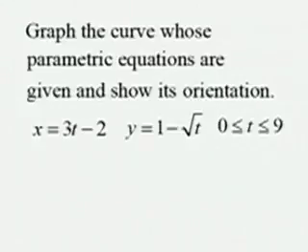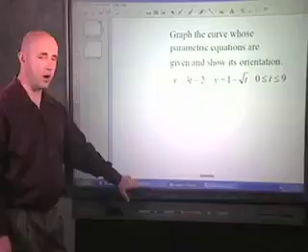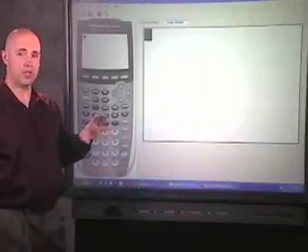We want to graph the curve whose parametric equations are x equals 3t minus 2, and y equals 1 minus the square root of t. We're going to do that for t between 0 and 9. If we go to our graphing calculator, the first thing we need to do is change the mode.